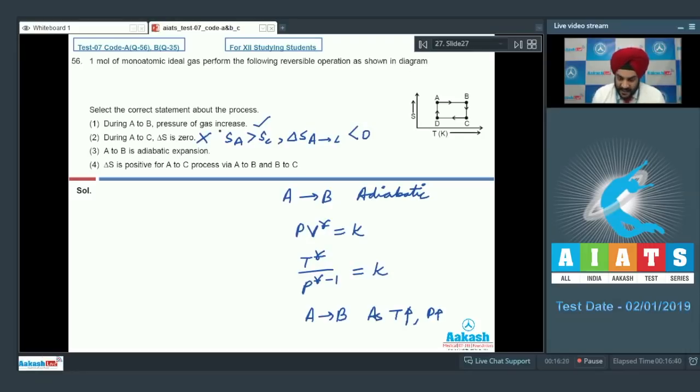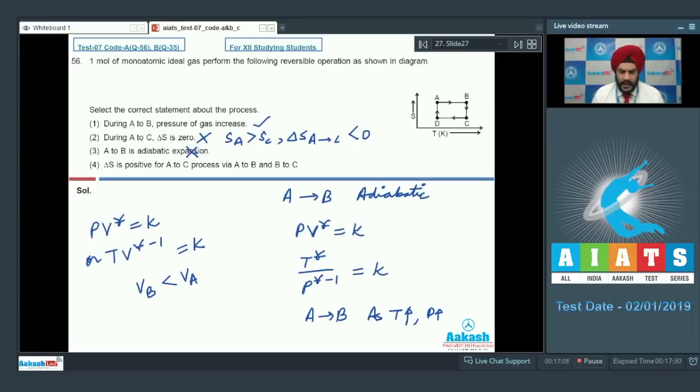A to B is adiabatic expansion. Students, if we talk about A to B, the path A to B is an adiabatic process. We had already seen that before. But if we talk about the expansion or compression part, we can have PV to the power gamma equal to constant, or we could also have TV to the power gamma minus 1 equal to constant. Now we can see that as temperature increases, the value of volume should decrease for the product to be a constant. So VB will be less than VA. So the path A to B is not adiabatic expansion, but it is adiabatic compression. So the third statement is also incorrect.